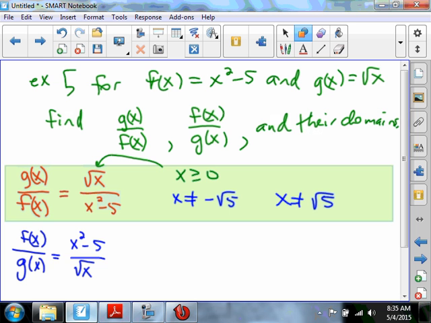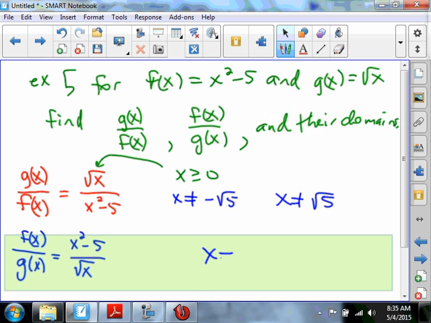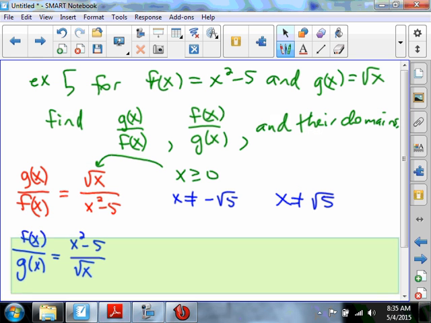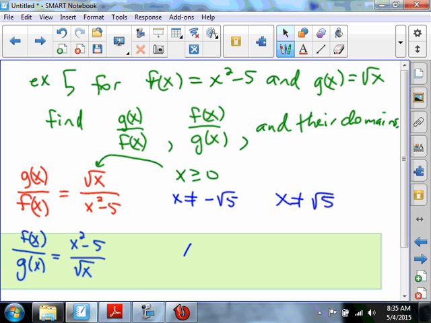For this second one, who thinks they could find the domain? X isn't allowed to equal negative square root of x? No. It's the same as the one above it? No, it's not. X is less than or equal to 0? Nope. All real numbers? Nope. Hold on a minute. What does the square root say that it can't be? The square root says that we can't have any negatives, right? So you're thinking that it's going to be from 0 to infinity with a bracket on the 0, right?